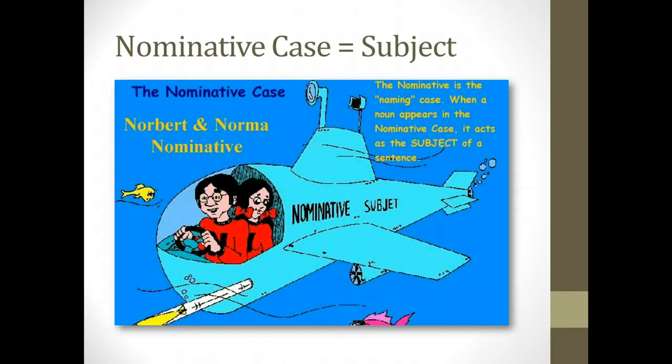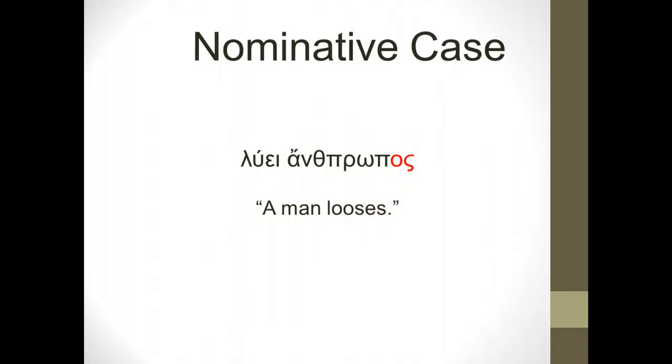Let me give you an example here. On the screen we have the Greek sentence, Lue anthropos. Now notice, lue, of course, is a verb and anthropos is a noun. But because in Greek sentences word order is not as important as it is in English, you don't have to actually have the noun come before the verb. The verb can actually precede the noun as it does in this sentence.